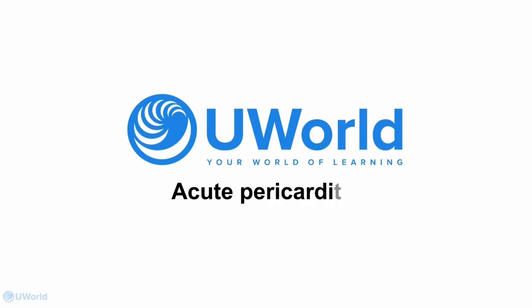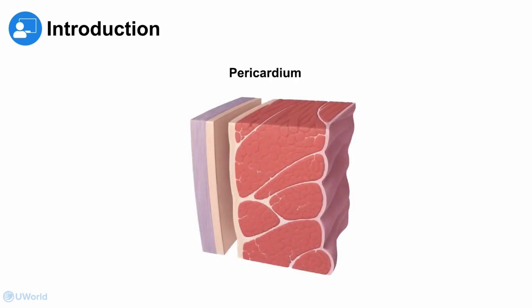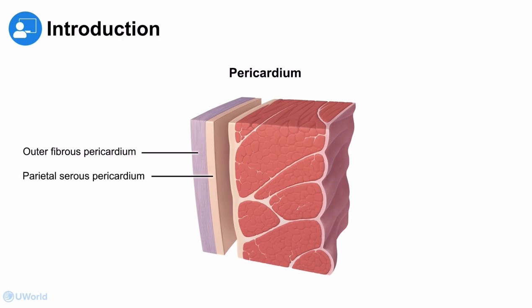Acute pericarditis. This disease is characterized by inflammation of the pericardium, the protective sac surrounding the heart. The pericardium consists of two parts, the outer fibrous pericardium and the inner serous pericardium. The serous pericardium is composed of a parietal layer, which abuts the fibrous pericardium, and a visceral layer, which abuts the surface of the heart.